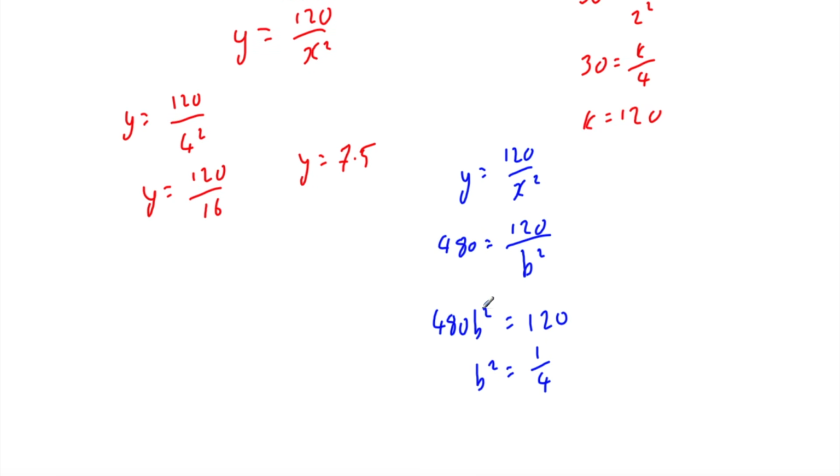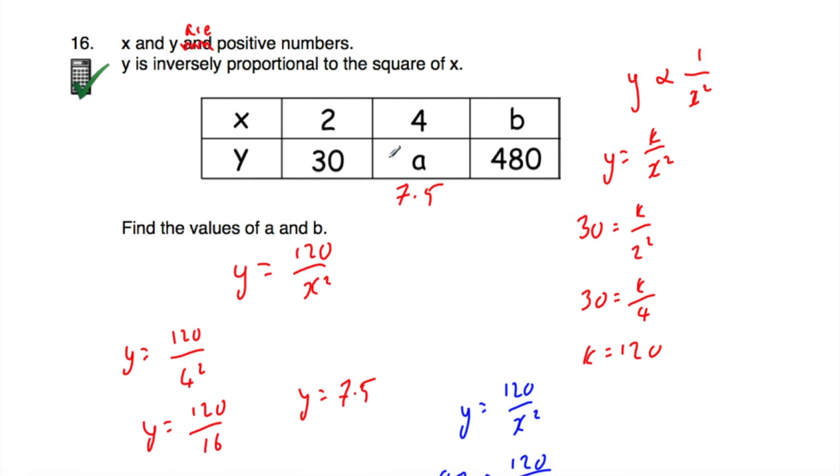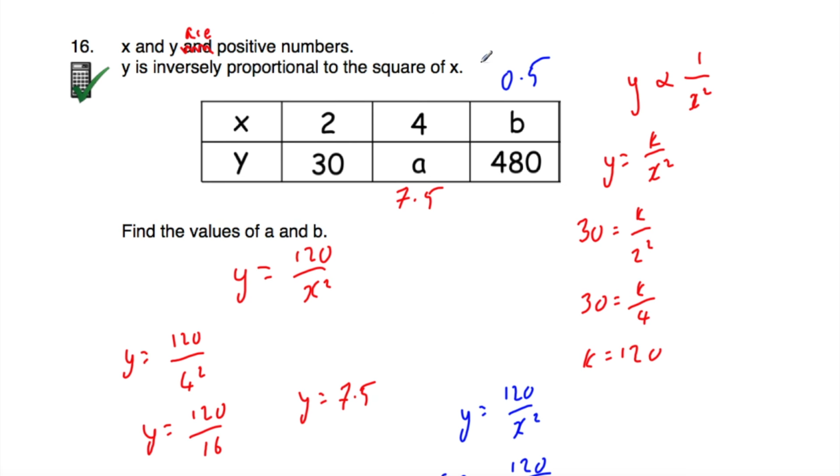I remember that we're told that a and b are both positive values, so we can just square root this and get that b is equal to, and the square root of a quarter is equal to a half. And it's a calculator question anyway, so you can work that out and you get that b is equal to a half. And that's it. So that means that a is equal to 7.5 and b is equal to 0.5, or a half. So we found our values for a and b.